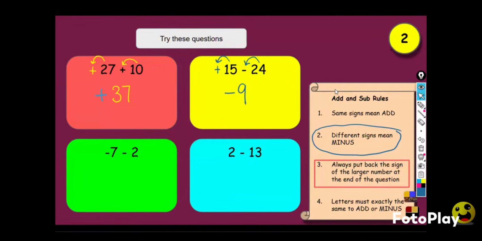Right. So for the green one, right? The signs are the same. I'm seeing this 7 is a minus and this 2 is a minus. Same signs mean what? So you're picturing 7 and 2 in your head. 7 plus 2 is what? 9. Always put back the sign of the larger one and 7 is larger. So he's carrying a minus sign.